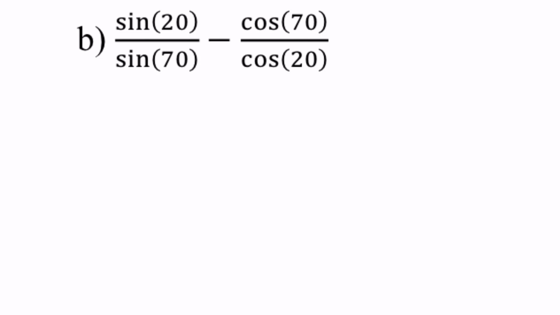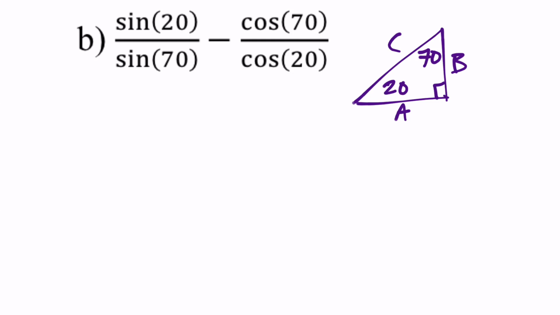Okay, 14B, at first you look at this and you're like, this is crazy. I have no idea what to do. And then you draw a triangle and you label that angle not as theta but as 20. And it's a right triangle, which means the other angle has to be 90 minus 20, which is 70. And you start listing things like A, B, and C. And you realize a connection.